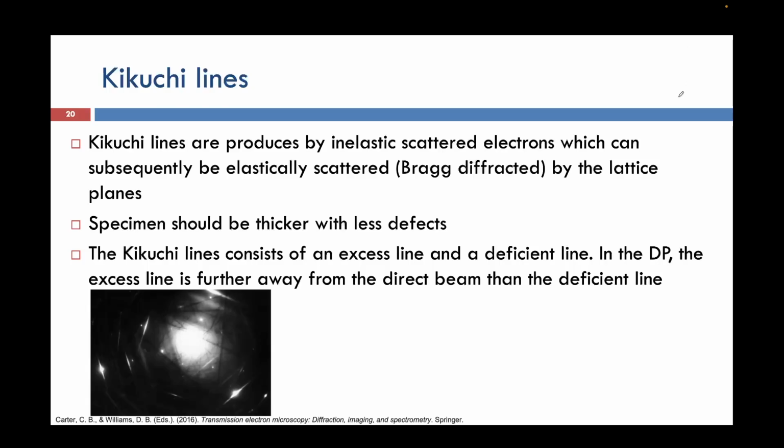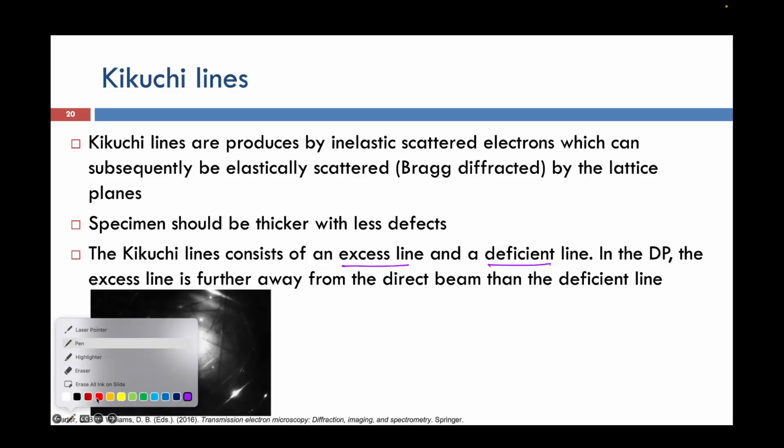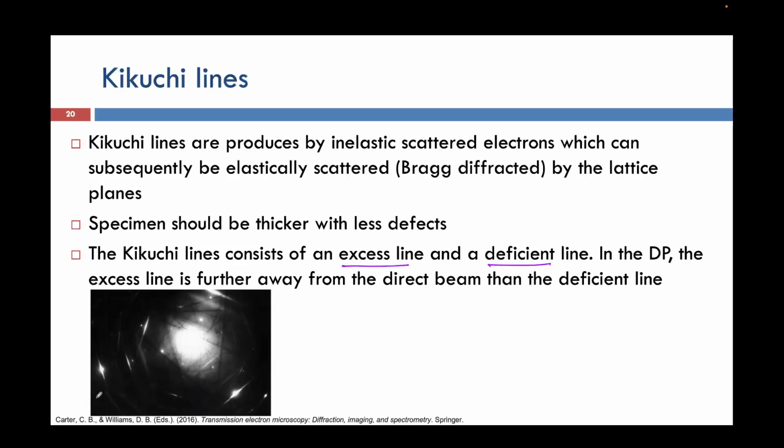So Kikuchi lines, we know that they are produced by inelastically scattered electrons which can subsequently be elastically scattered, and the specimen should be thicker with fewer defects. That is also a criterion. And in the Kikuchi line, as we have seen, one excess line will be there and another deficient line will be there. In the diffraction pattern, the bright line will always be the farthest line from the origin, and the reason behind that we have seen in scanning electron microscopy.